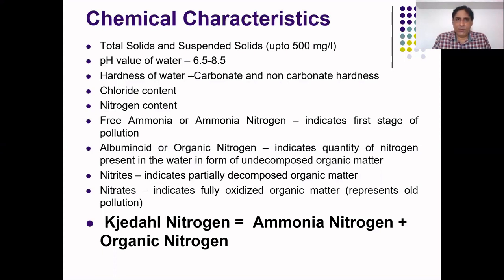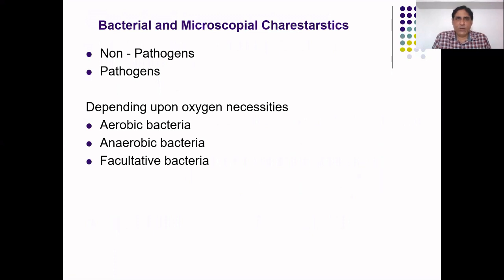Then you add these two parts and you get the Kjeldahl nitrogen, right? So this is important. Now we come to the bacterial and microscopical characteristics. First of all, let me give you a brief idea about them. There are several waterborne diseases, and typhoid is one of them. You know it. It is caused by drinking impure water.